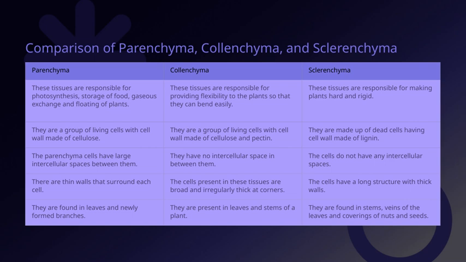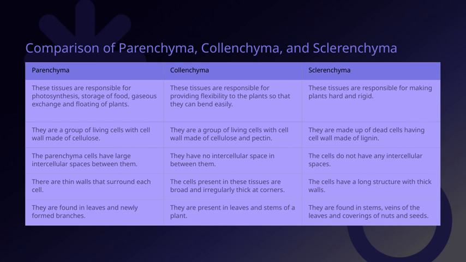An important feature is that collenchyma cells have no intercellular spaces between them, and their cell walls are irregularly thickened at the corners, giving them a broad and uneven appearance. They are typically present in leaves and stems, helping the plant maintain its shape while remaining flexible.